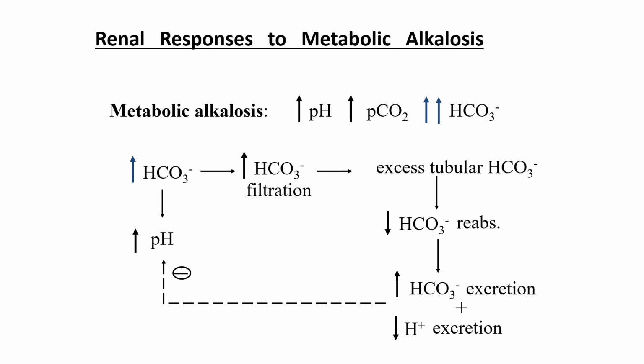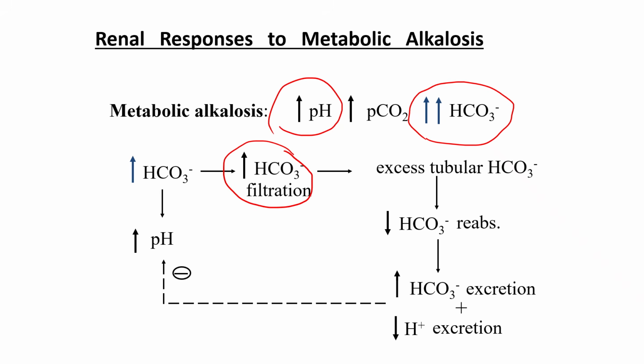So here metabolic alkalosis is increased bicarbonate, and in that direction pH is altered. So if there is more bicarbonate filtered, so excess tubular HCO3 is there than H plus. So H plus is not sufficient to reabsorb it, so the bicarbonate is excreted. And also, as there is no more new bicarbonate synthesis, so no more H plus secretion.